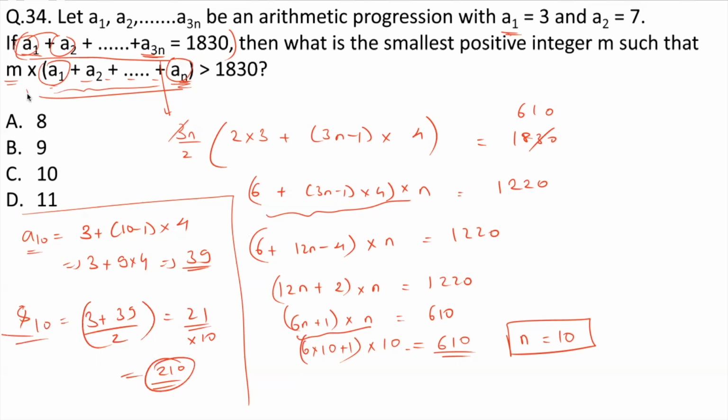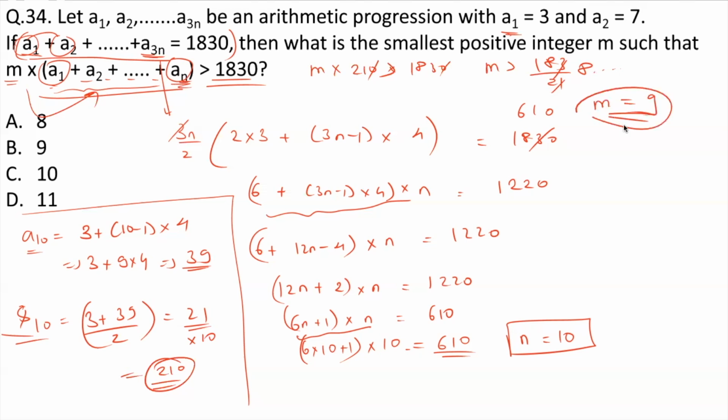Now, m into the sum of these 10 terms should be greater than 1830. That means m into 210 is greater than 1830. If you basically just divide 1830 by 210, you get m greater than 183 upon 21. So you can observe that m has to be greater than 183 upon 21, which is approximately 8 point something, because 9 times 21 becomes 189. So m has to be greater than 8 point something, meaning the smallest value m can take is equal to 9.